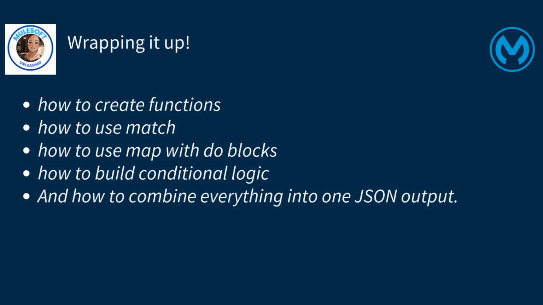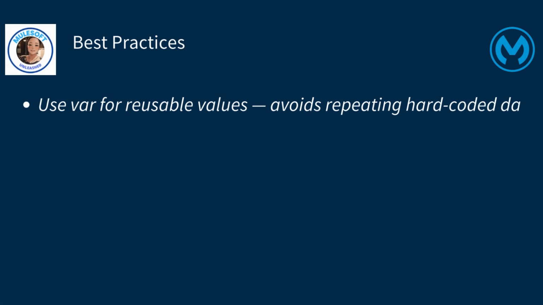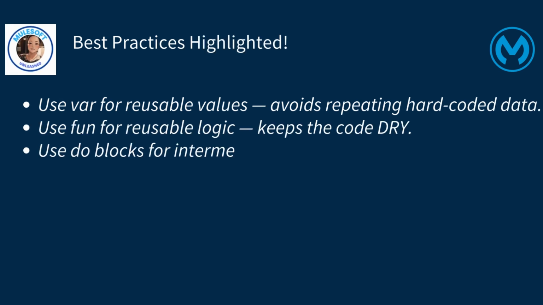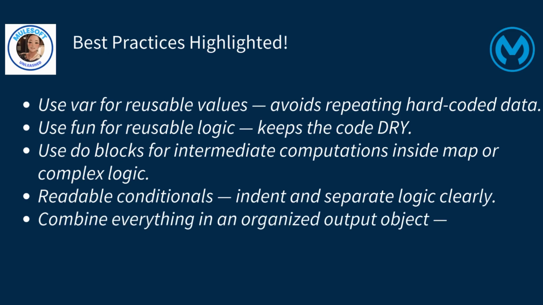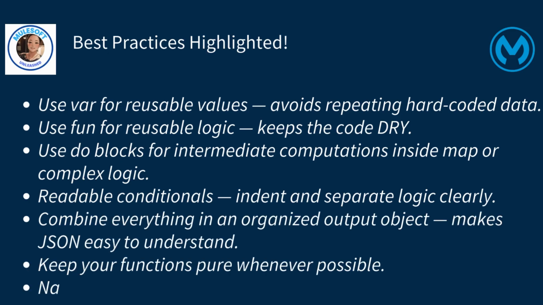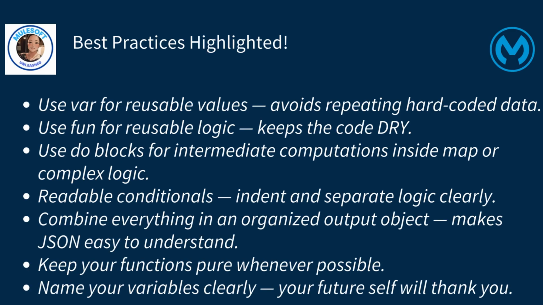Best practices highlighted. Before we wrap up, here are some quick best practices. Use var for reusable values, avoids repeating hard-coded data. Use fun for reusable logic, keeps the code DRY. Use do blocks for intermediate computations inside map or complex logic. For readable conditionals, indent and separate logic clearly. Combine everything in an organized output object, makes JSON easy to understand. Keep your functions pure whenever possible. Name your variables clearly, your future self will thank you.